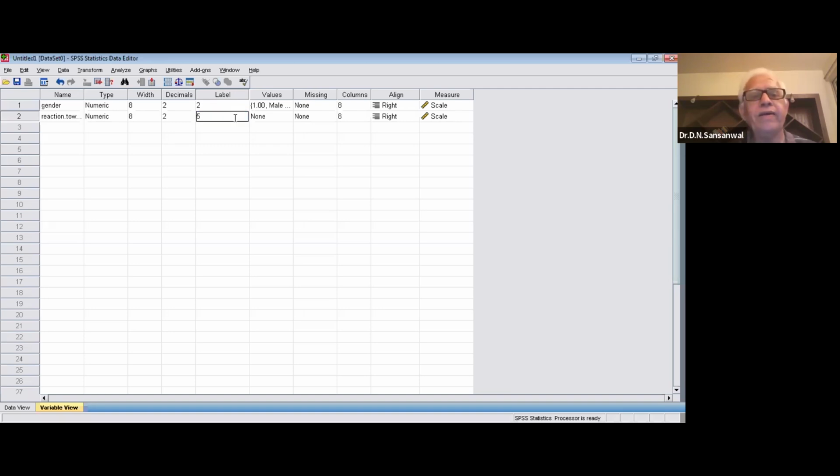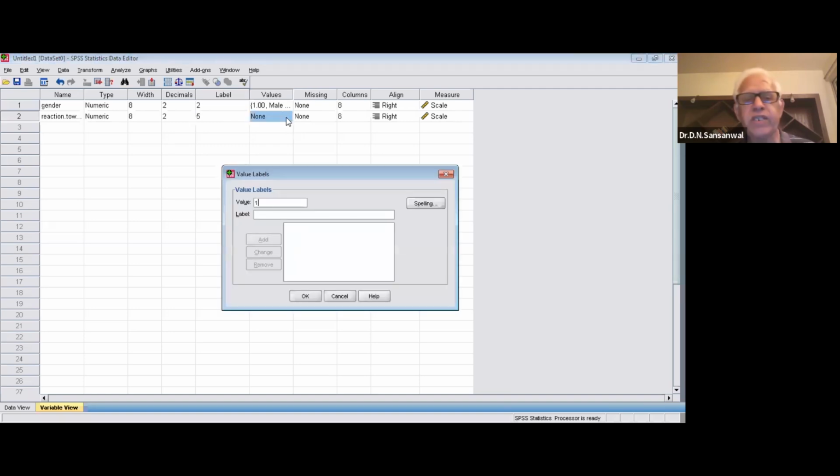Now you want 5 points. So let us say 1 means strongly agree, 2 means agree, 3 means undecided, 4 means disagree, and 5 means strongly disagree.